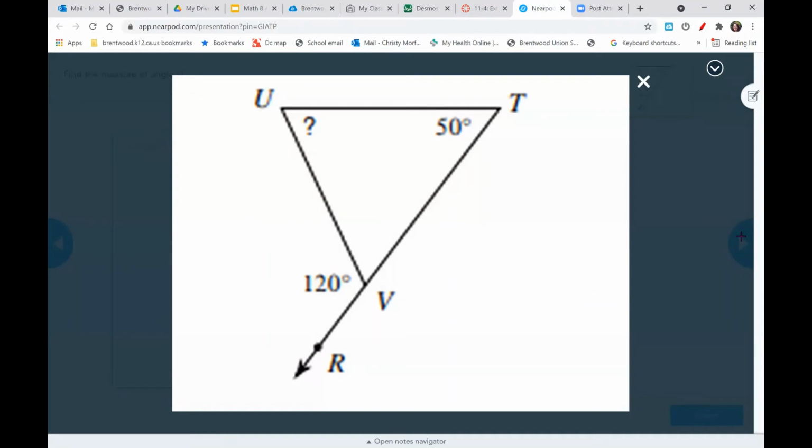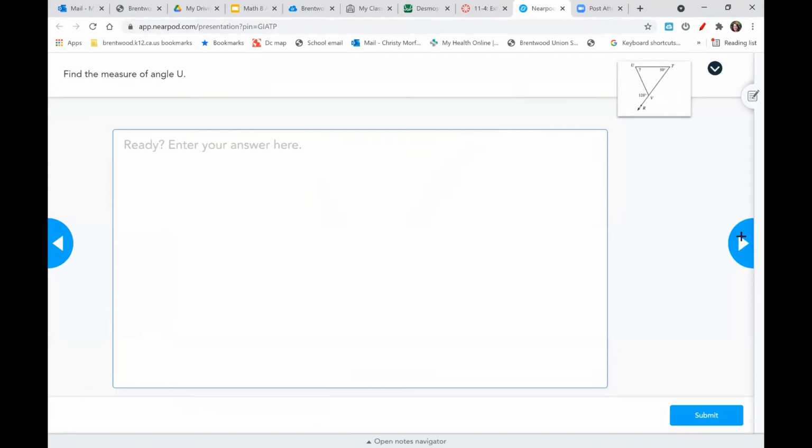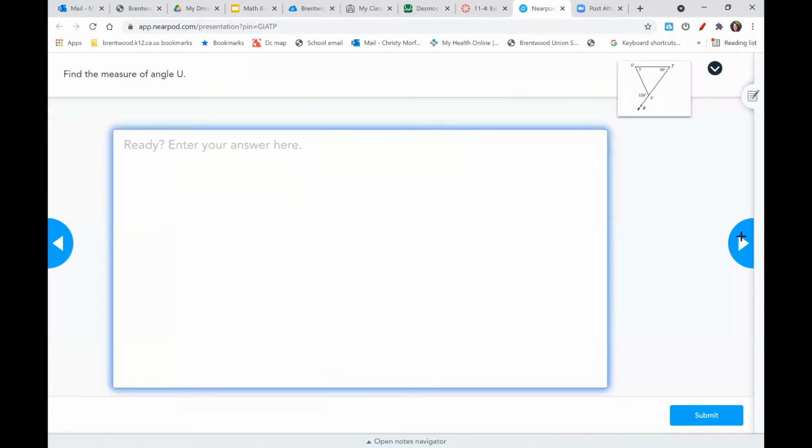So this particular problem has an exterior angle. It is 120. And it has one interior angle that's given to you, and that is 50. And it's asking you for angle U, which is another interior angle. So here's what I expect you to do for your work and your answer, you should be typing in your work as the first line. I'm giving you the work right now. Type it onto your screen.